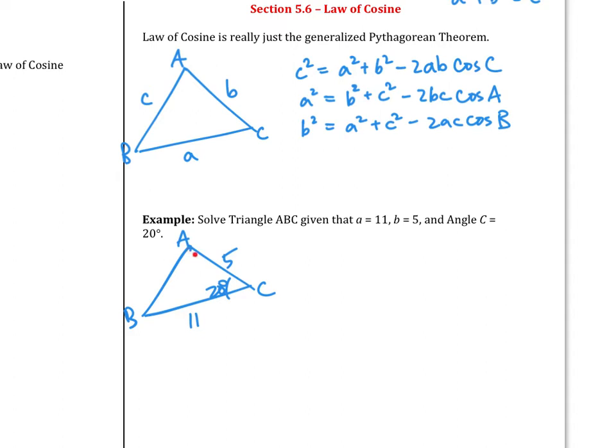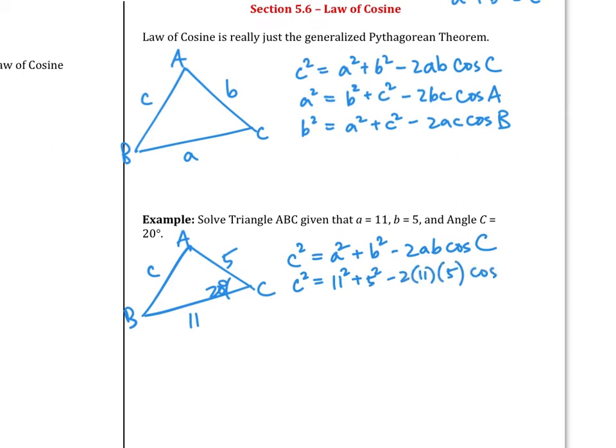What we would do is we would look for two sides and the angle in between, which is here. Then we can find its opposite side. Since this side is opposite of angle C, we're going to call this side C. So side C squared is equal to side A squared plus side B squared minus 2 times side A, side B, cosine C. So C squared is equal to, side A is 11, side B is 5, minus 2 times 11 times 5 cosine C.